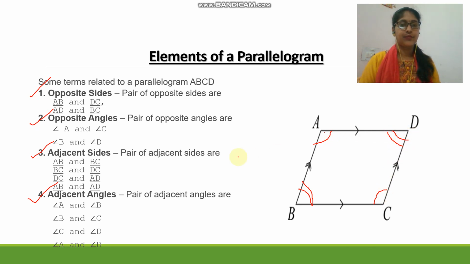D and A. So in the next video, we will learn about the properties of parallelogram.